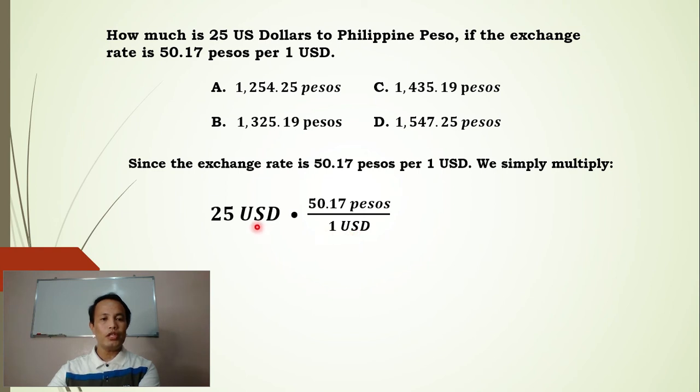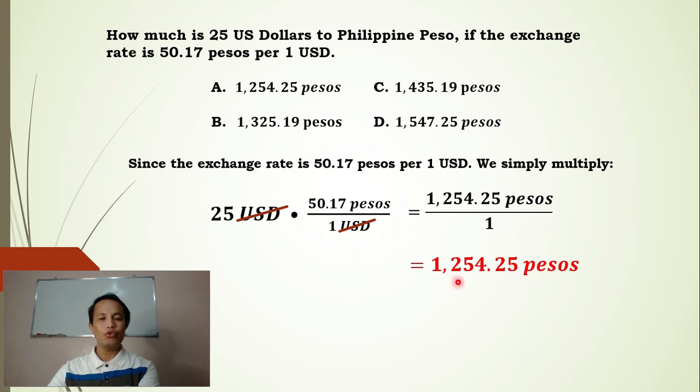In this case, we have the US dollar and US dollar. We can cancel out this unit. And this time, we are now left with the peso as our unit. Then, we multiply 25 times 50.17. That will give us 1,254.25 pesos. Then, we have over 1. When we divide any number by 1, it is the same number. So, we are left with 1,254.25 pesos. So, 25 US dollars is equal to 1,254.25 Philippine pesos. So, the correct answer is letter A.